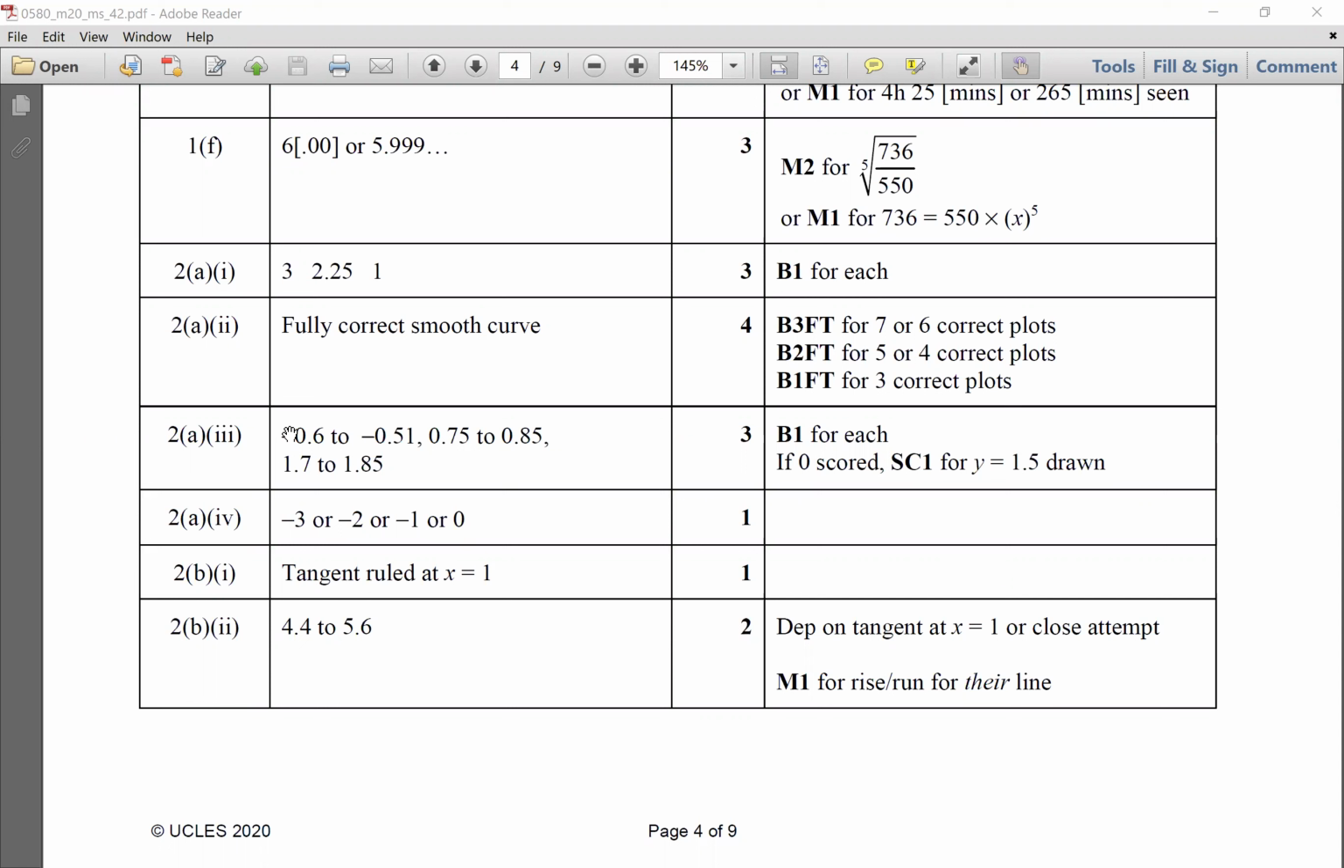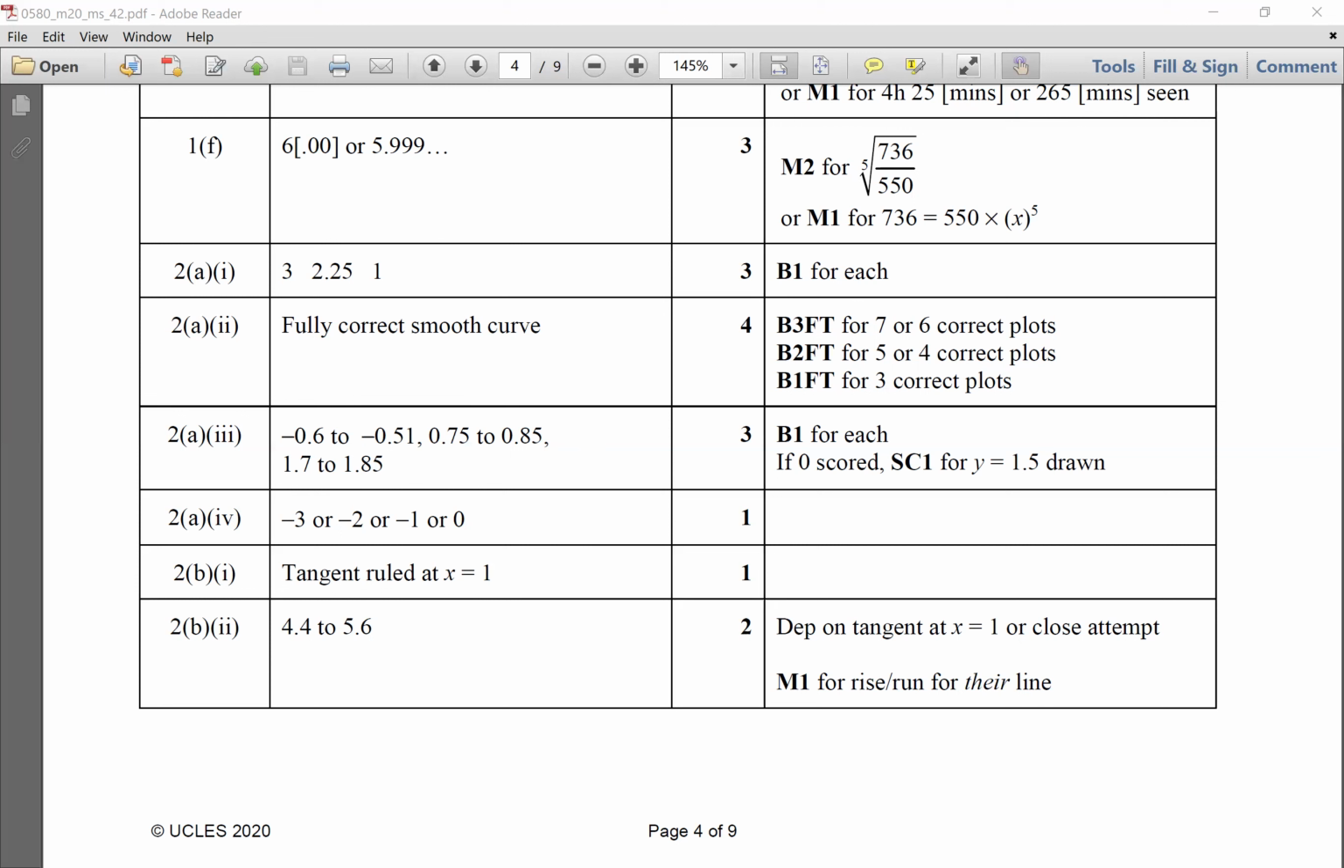This is the range which is given. Look at question 2A part 3: the first solution from -0.6 to -0.51, the second solution from 0.75 to 0.85, the third solution from 1.7 to 1.85. My answer is in the range. What about your answers? Are they in the range?